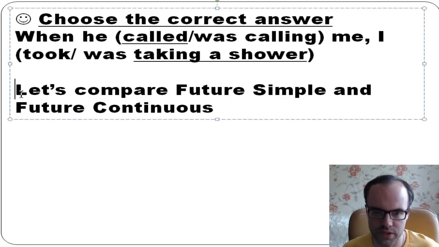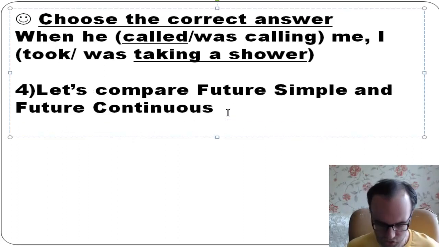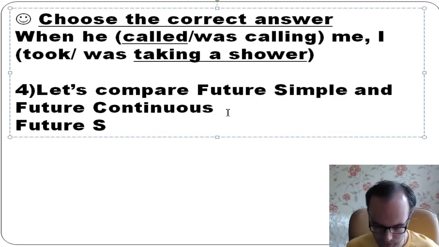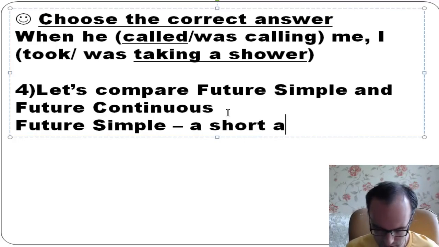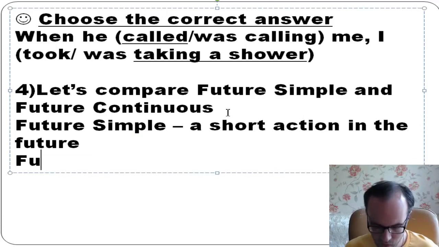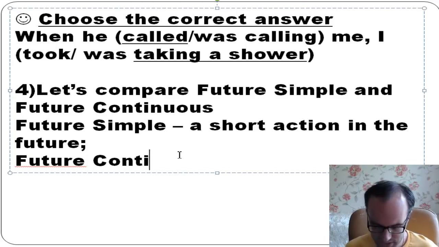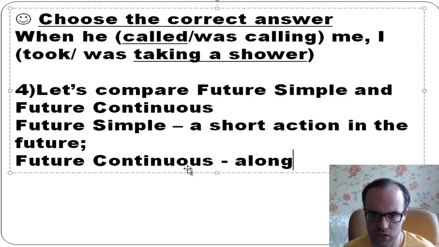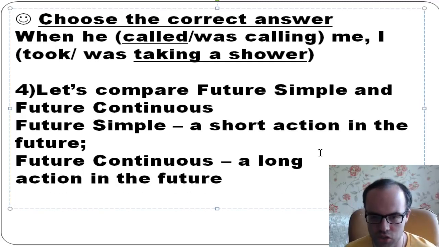Okay, so let's compare future simple and future continuous. So what is future simple? It's a short action in the future. And what is future continuous? It's a long action in the future.